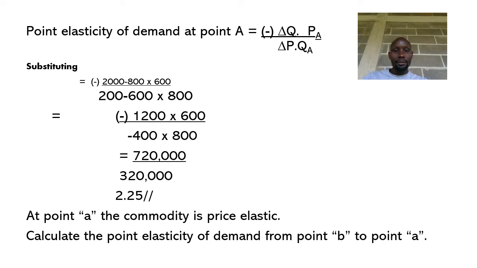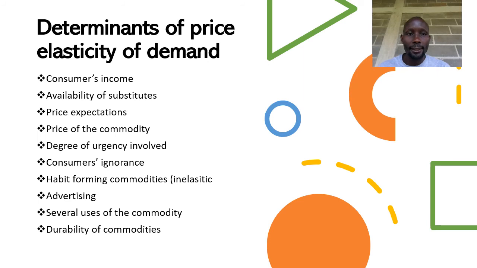So this will give us 720,000 over 320,000, which will give us 2.25 as our answer. So at point A, the commodity is price elastic. Now your assignment is to calculate the point elasticity of demand at point B, and then interpret your answer. So let's discuss the determinants of price elasticity of demand.